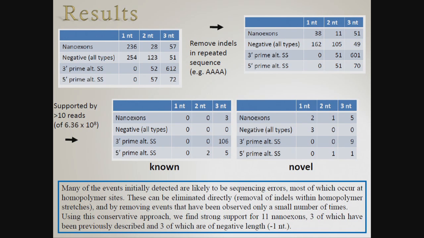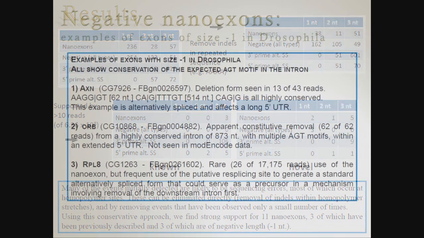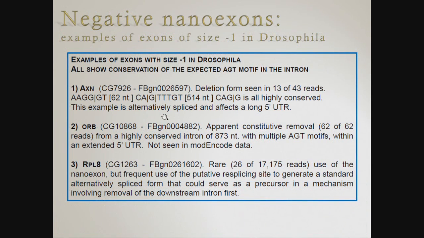Okay, so there are not very many nanoexons, but there are a few, and I'll just go through a couple of cases in some detail. The first one I want to describe is axon. Next slide shows the three where we found a -1 nanoexon or a removal: axon, orb, and RPL8. Orb did not check out when we looked at modENCODE data and may simply be a polymorphism, so I really should say we have 2, axon and RPL8.